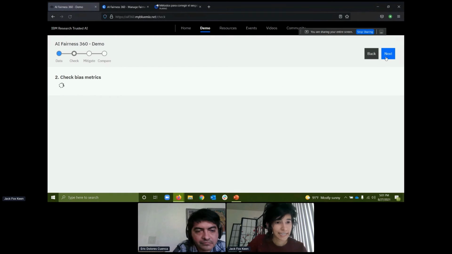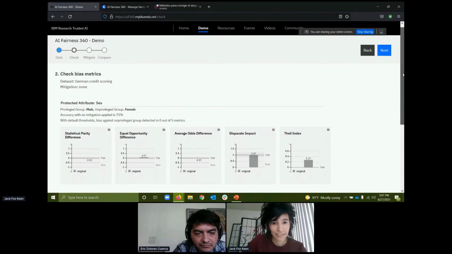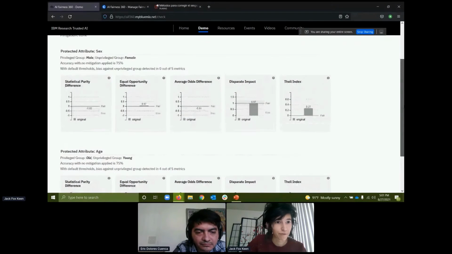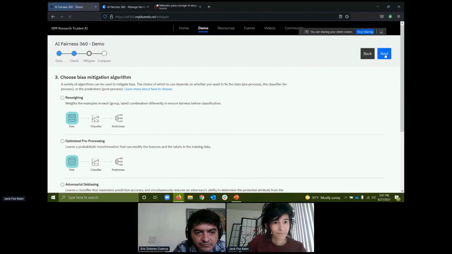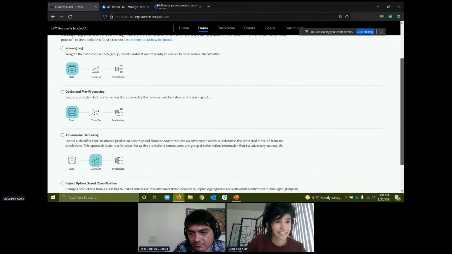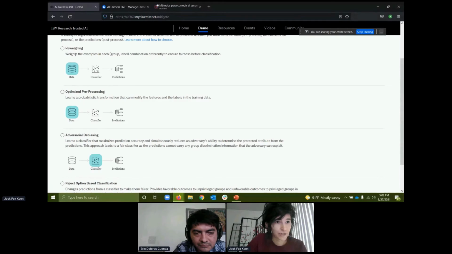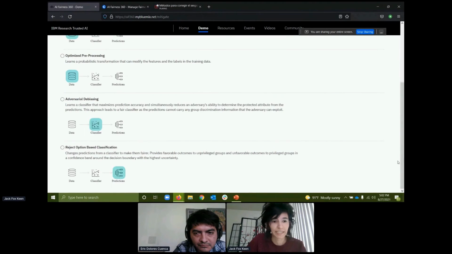And then after you choose your sample data set, you'll check for bias metrics. And then here you can see this breakdown of equal opportunity difference, average odds difference, disparate impact, and for different protected attributes such as sex and age. And then you can choose a bias mitigation algorithm. So this isn't about the data, this is more about actually how to change the algorithm. And so that's kind of a difference: the Data Nutrition Project is focused on evaluating your data before you train your algorithm, and this is focused on once you've already trained your algorithm. And so reweighing the examples in each group would be an option.